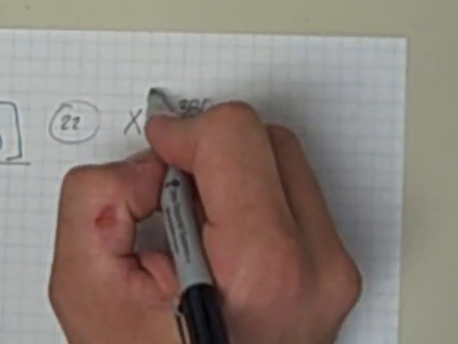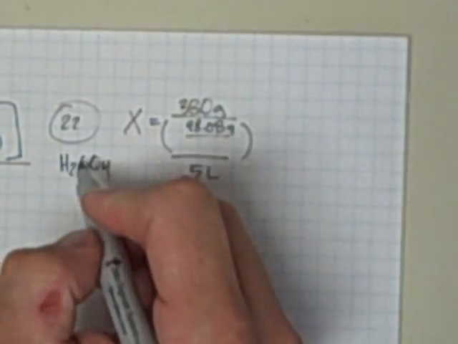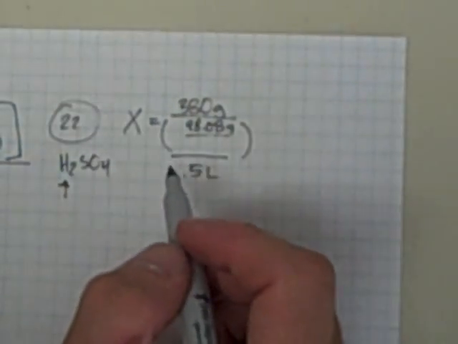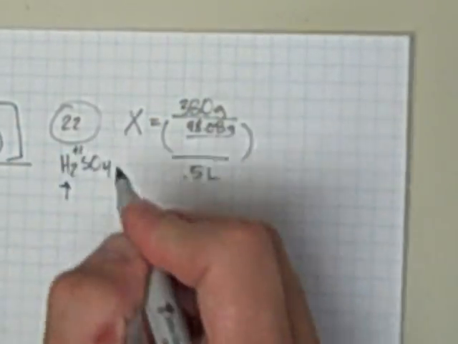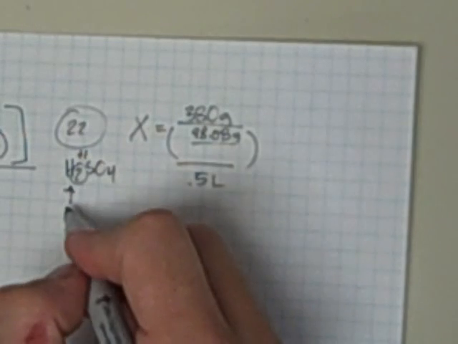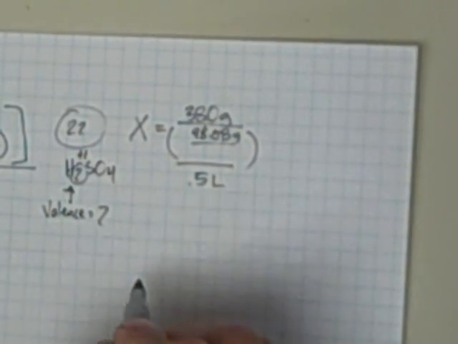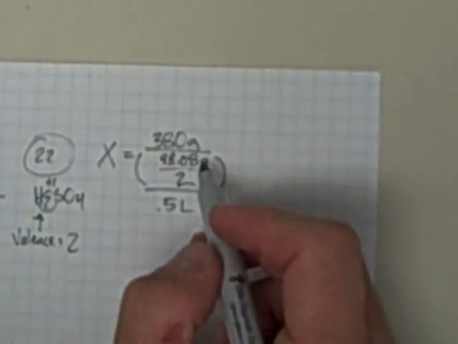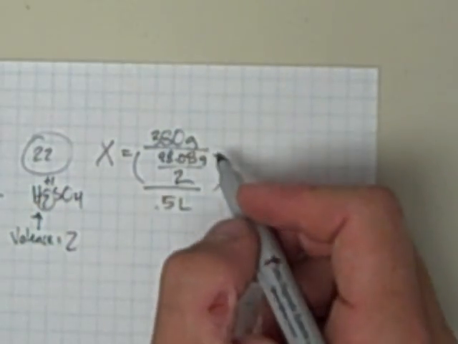And so when I look at the compound H2SO4, and I'm trying to find from the cations what the valence is, then I can look at hydrogen, which I know has a +1 charge, and I know that there are 2 of them there, so my valence is going to simply be 2. So the valence of this compound I'm dealing with in my equation is 2. So now I just have to do the math.